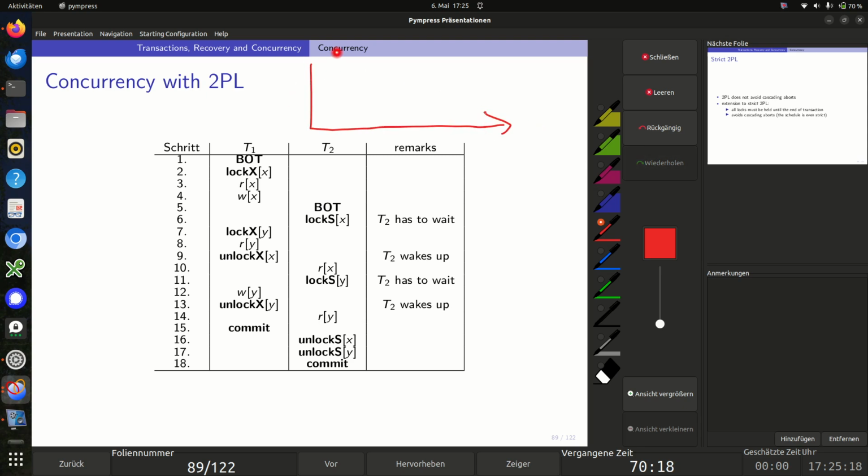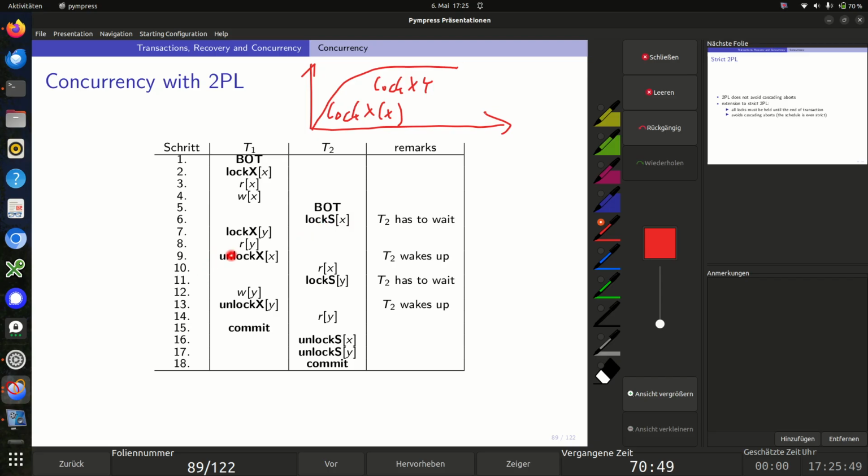Again, the growing phase. The first thing we need here is the lock of X, so an exclusive lock on X. Then we have an exclusive lock on Y. And this is the growing phase. And then there's the point of no return.